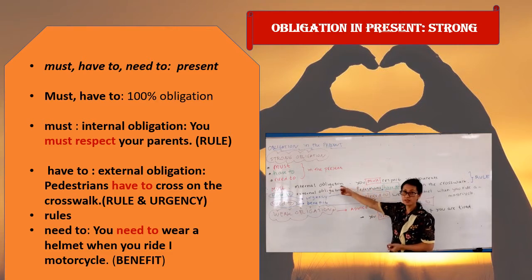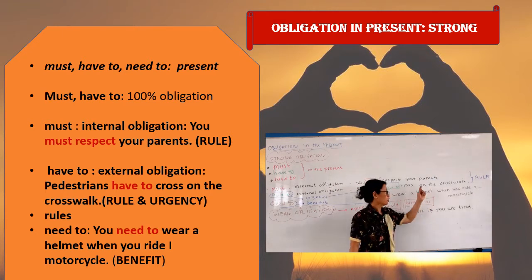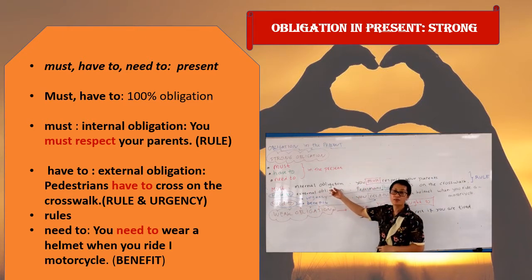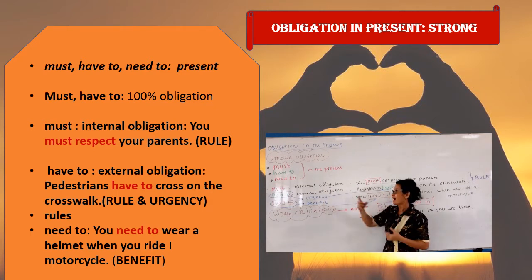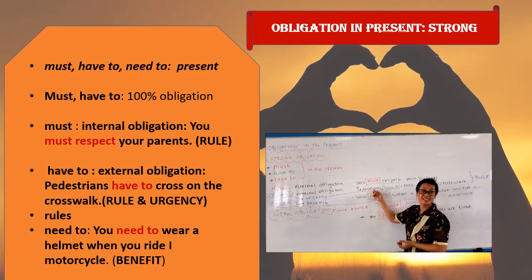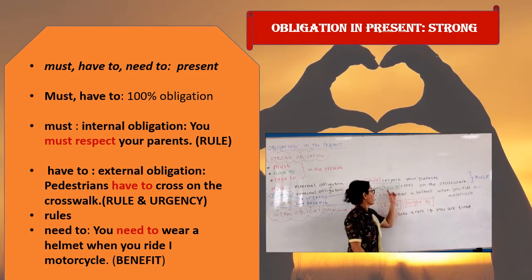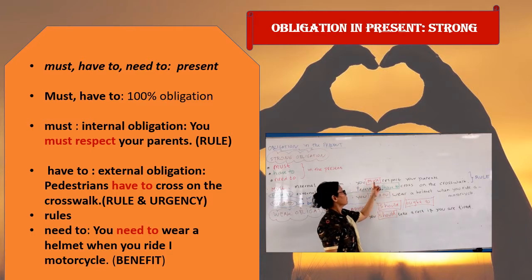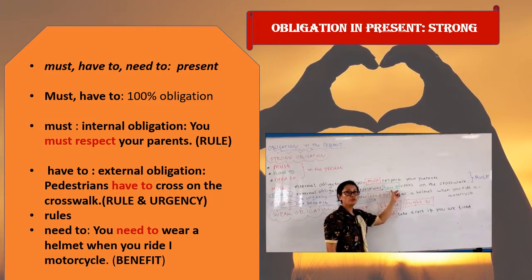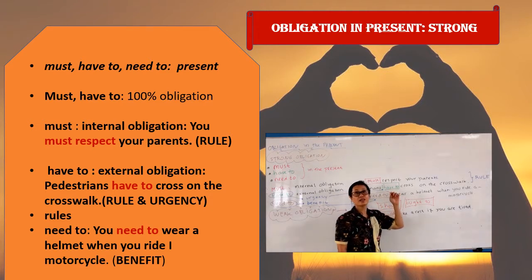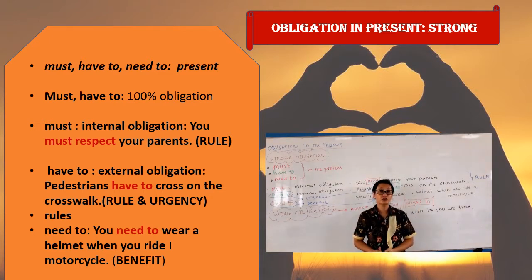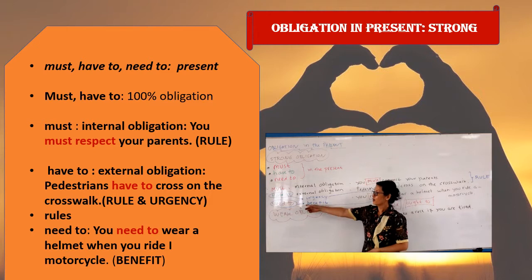Must, internal obligation. You must respect your parents. So this is internal obligation dari diri kita sendiri. External means for other people. Pedestrians, pejalan kaki, have to cross on the crosswalk. So we are talking about orang lain. The meanings are the same. Must harus, have to also harus. Okay? Now I'd like to give you an example and ask you to find yourself. Okay? Now let's see. One more word.